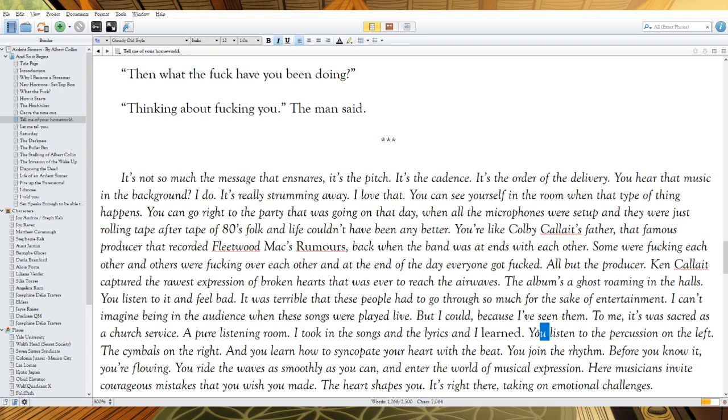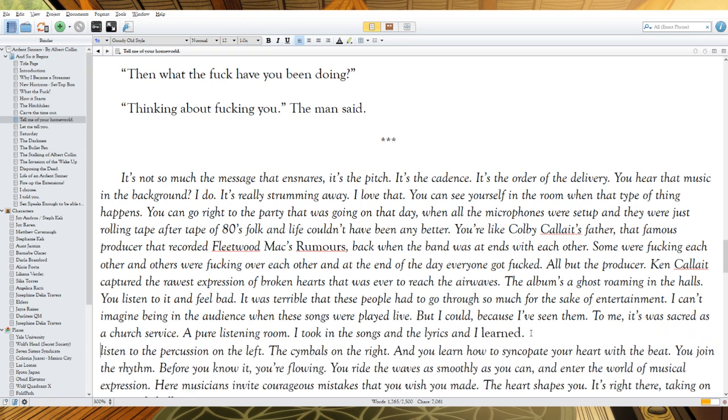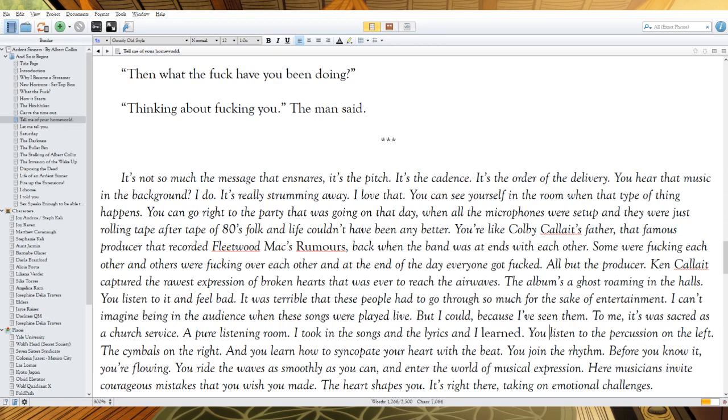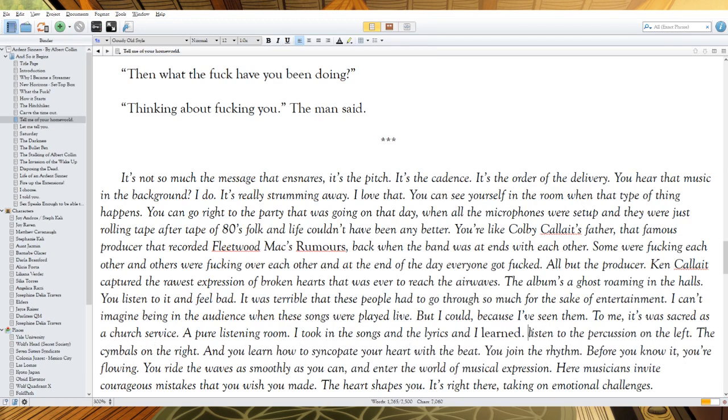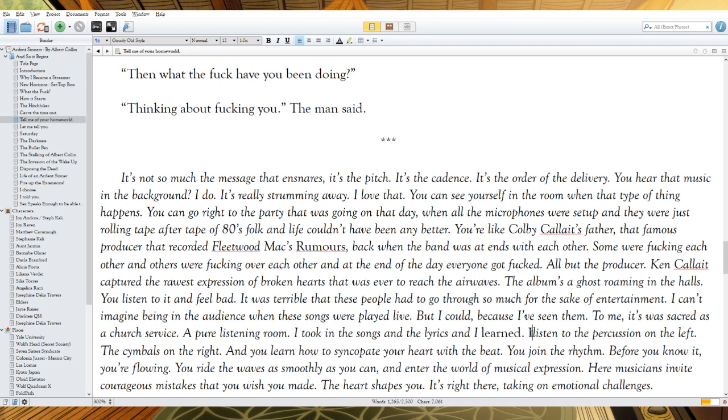I listened to the percussion on the left. I gotta fix this. Oh my God, dude. I don't want to complain about laptops, but I am. I've always hated this mouse, and the keyboard sucks too. The backspace doesn't work all the time. And I'm done complaining. Back to the grind.